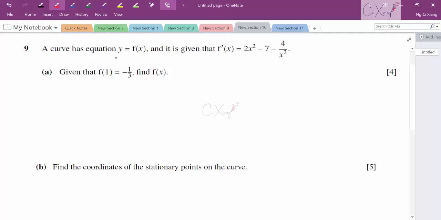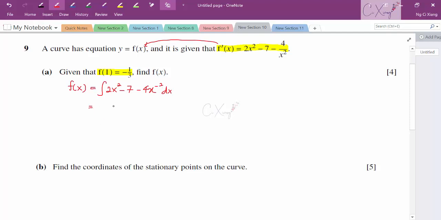Okay, so now we are at question number 9. We have the equation y equals f(x), where it is given that f prime x is equal to this equation. Given that f(1) equals negative 1 over 3, they want us to find f(x). So to change from f prime x to f(x), we need to apply integration. To get f(x), we need to integrate the original f prime x, where I have the integral of 2x squared minus 7, then minus 4. I want to change the 4 over x squared to become 4x to the power negative 2.